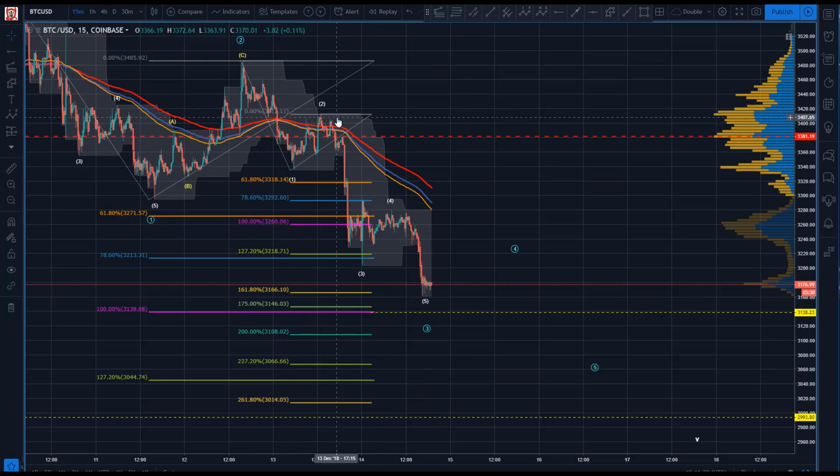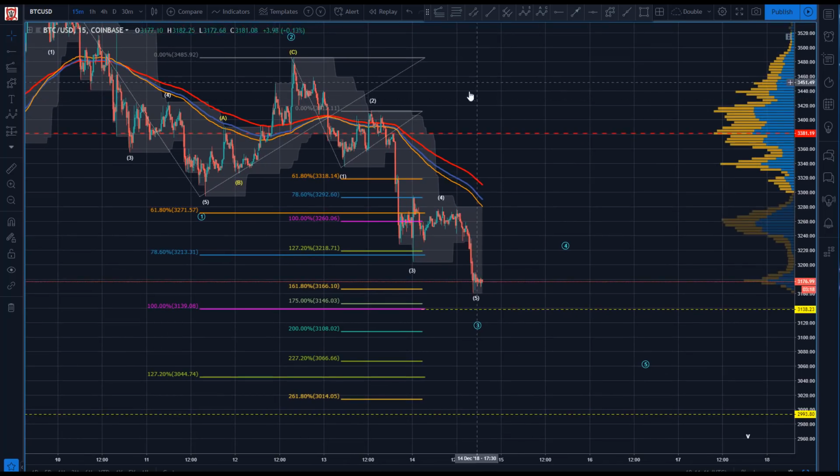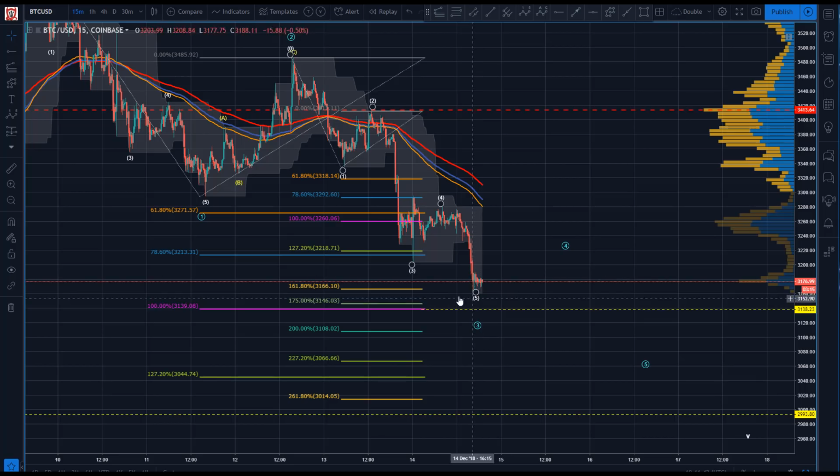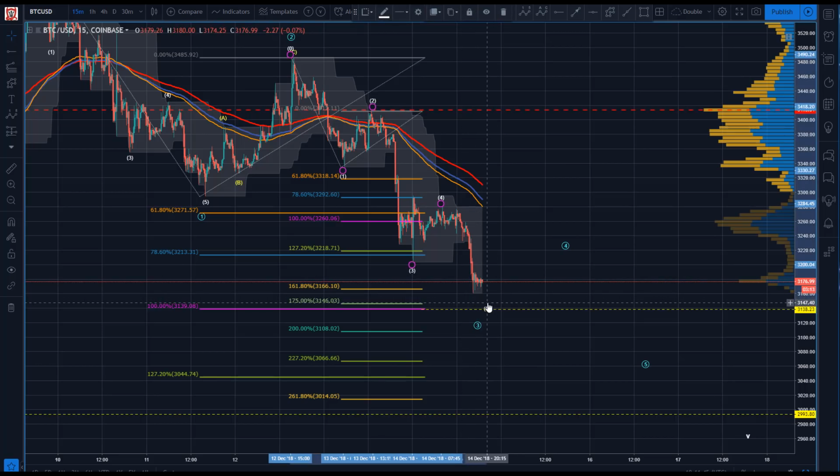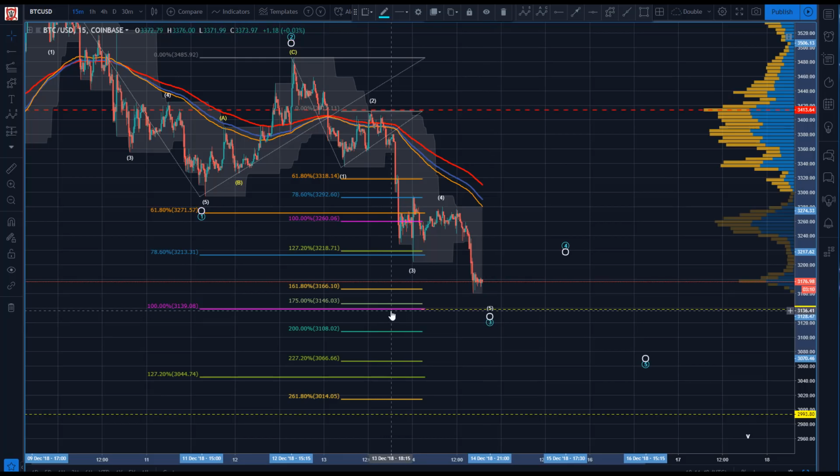If this is 1, 2, 3, 4, 5 of 1 of 3, then we'd have 1, 2, 3 going in. I think that looks less likely until proven otherwise. I think this is a reasonable contender for that. Now we have to make this, well, pardon me, ideally, we'd make this 100%.